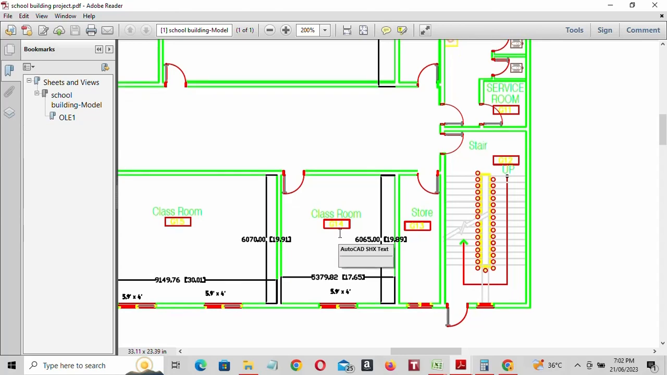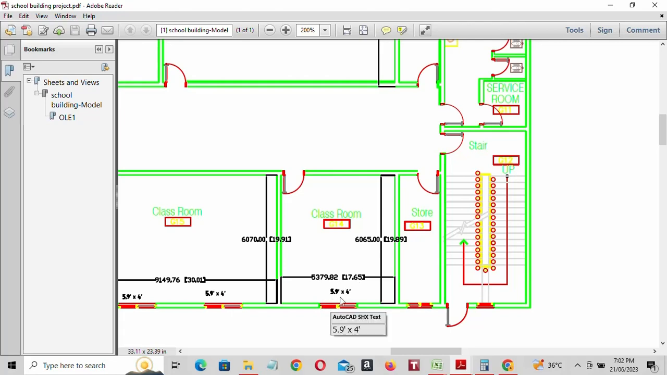Guys, please note it down. Here the length and width of the room: length is 19.810, which means 20, and width is 17.65, which means 18. So 20 is the length and the width is 18.